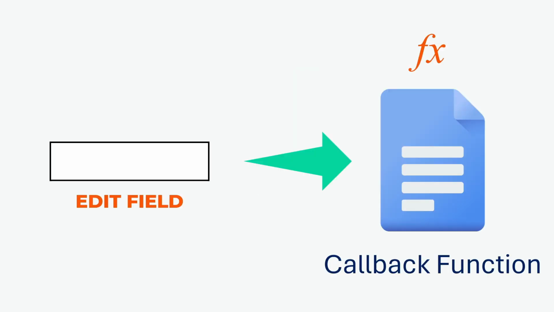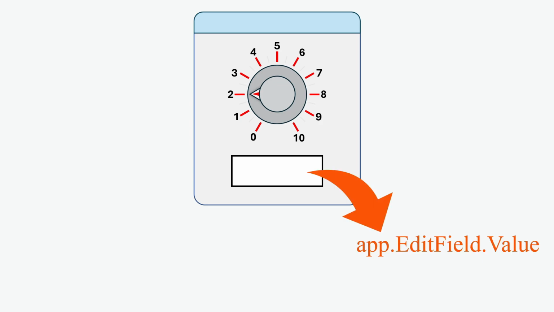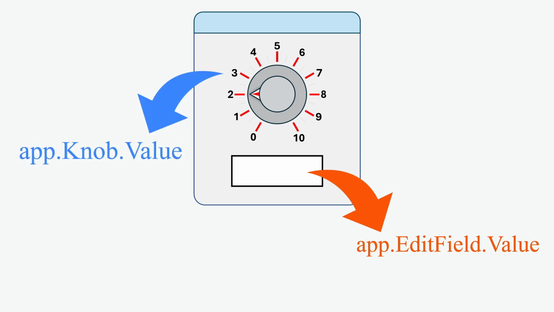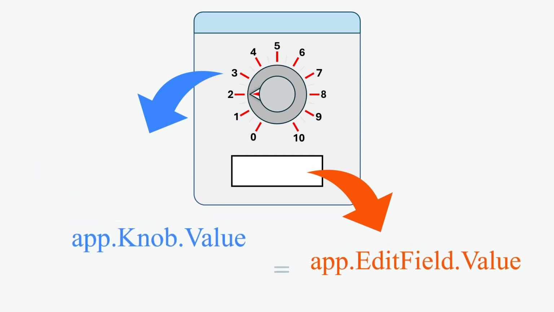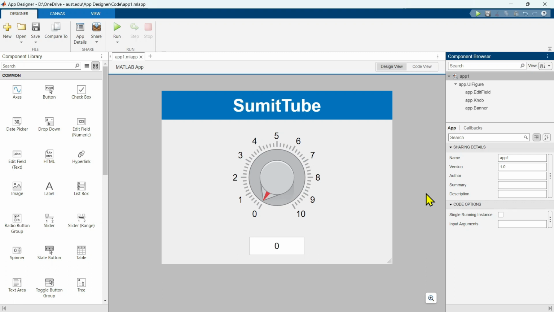Now this step is very important. This time the user is going to interact with the edit field, as we are going to get the value from edit field. So this time the callback function would be associated with the edit field, not with the knob. So first we will get the value from edit field using this app.editField.value notation. And we are going to set the knob value using this app.knob.value. So we will get the edit field value and set it to the knob value.